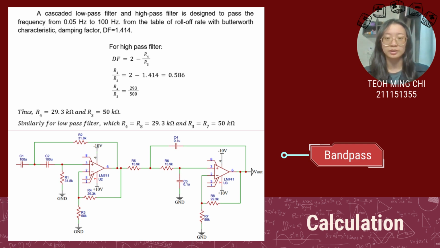Next, for the calculation part, the bandpass frequency we set is from 0.05 Hz to 100 Hz. According to the formula I show, DF equals 2 minus R4 over R3. By substituting DF equals 1.414, following the Butterworth characteristic, we get 0.586, which also equals 293 over 500. So we can get that R4 equals R8 equals 29.3 kilohm, while R3 equals R7 equals 50 kilohm.